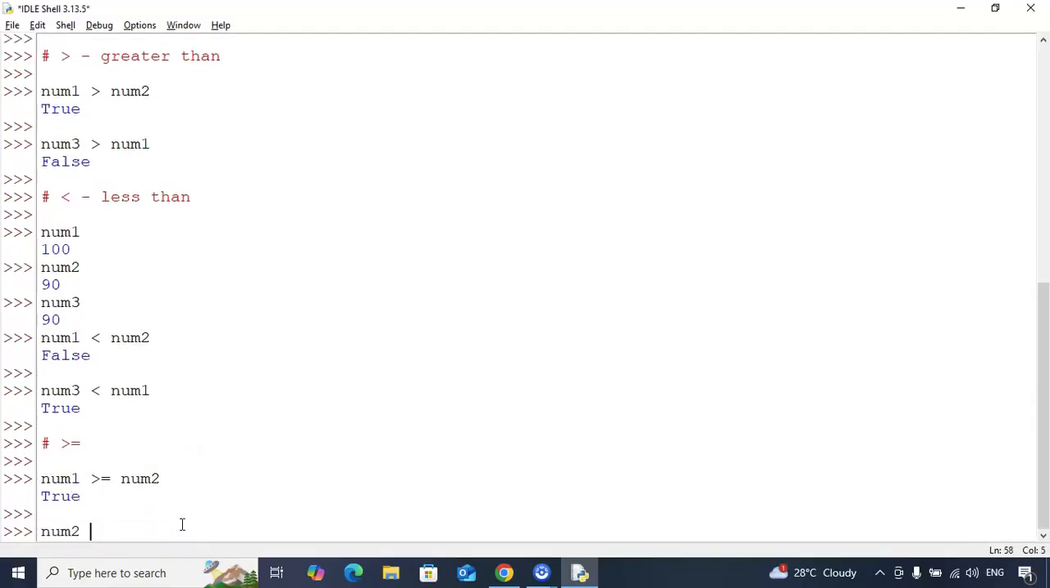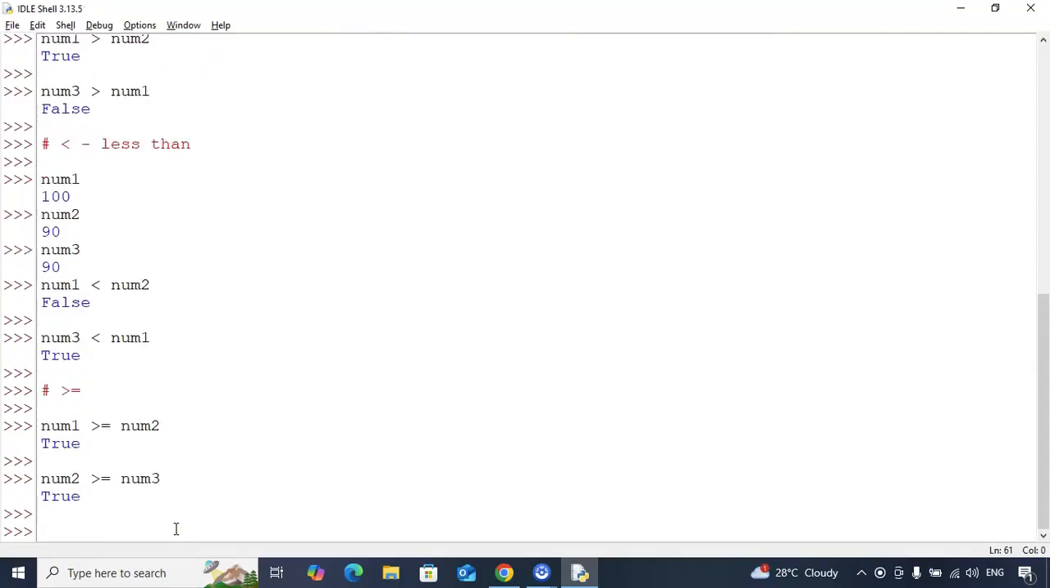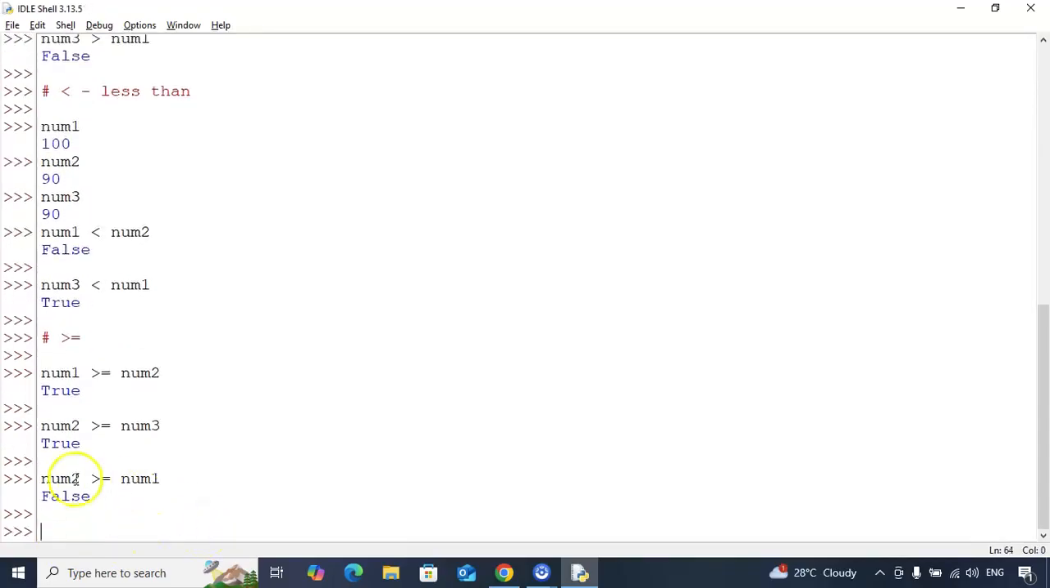Then we have num2 greater than or equal to num3. What's the value of num2 and num3? Both are 90, right? So in this case, num2 is not greater than num3, but they are equal. So when they are equal or greater than, you get a true. Only when the left side value is less than the right side value, which is in this case num2 greater than or equal to num1, you get a false, because num2 is neither greater than num1 nor equal to num1. It is less than num1. Okay.